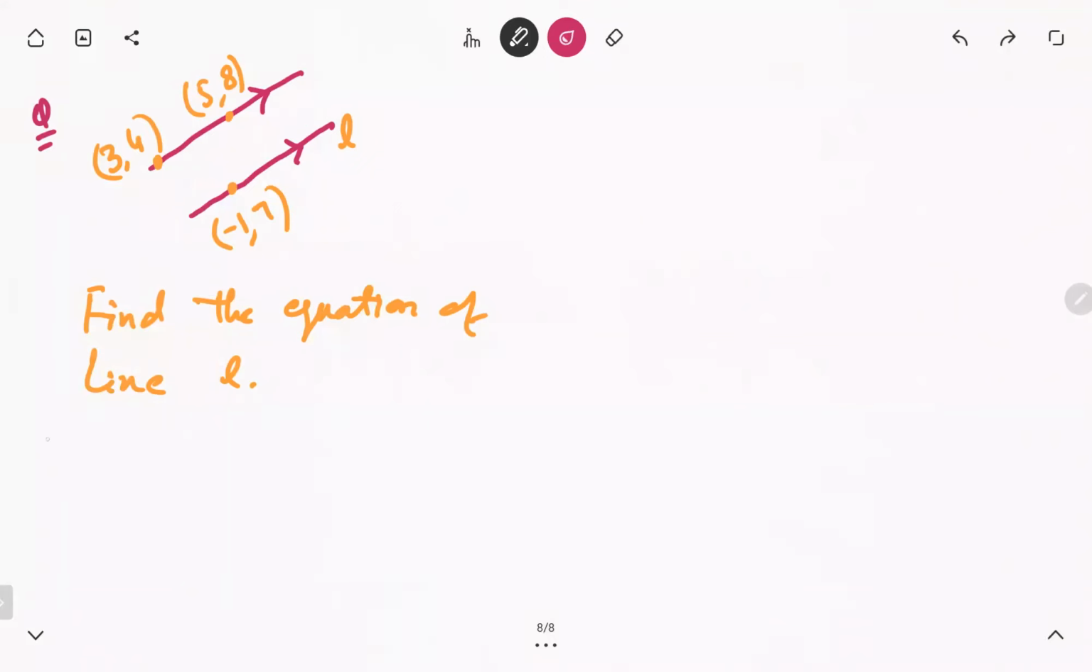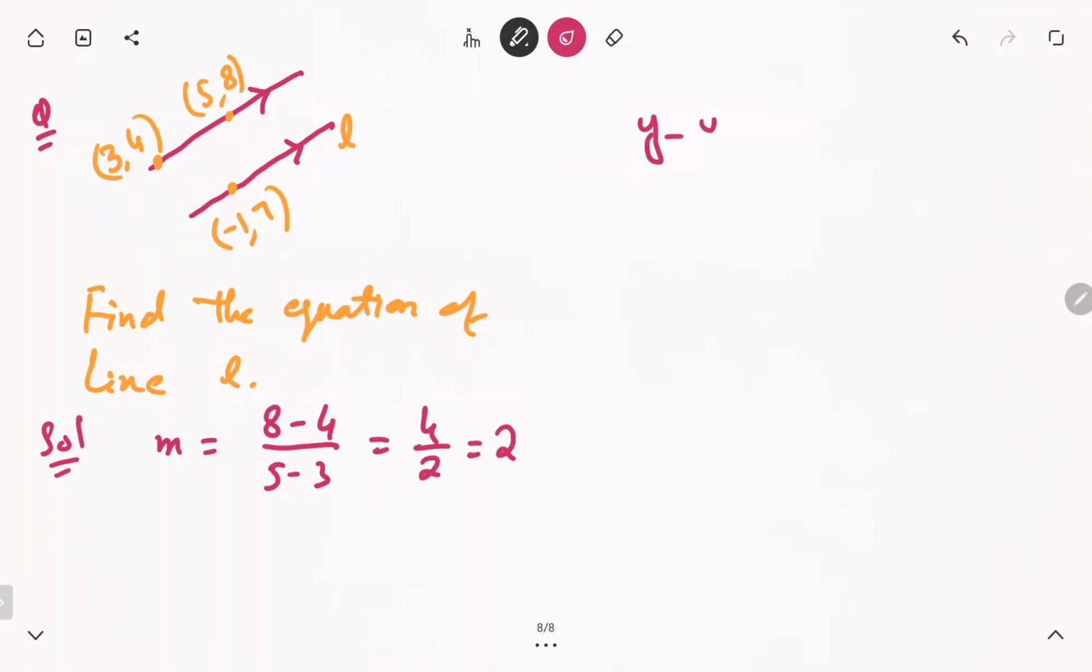The gradient of the other line, where two points are given, 3, 4 and 5, 8, is 8 minus 4 over 5 minus 3. So 4 over 2, the gradient is 2. So the gradient of the line L is also 2 because they are parallel. To find the equation, we need one point. Yes, one point is given on that line.